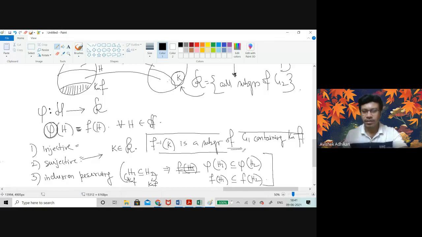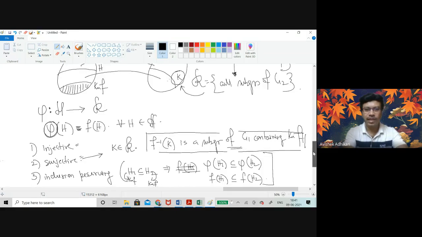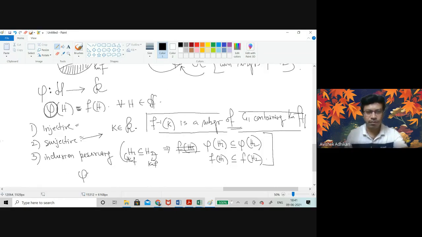Okay. So by using this result, you can very easily prove that phi of F inverse K will be K. That you can prove. And if you are able to prove that, then that will be surjective. The injective part is also easy, and the inclusion preserving part is also easy.